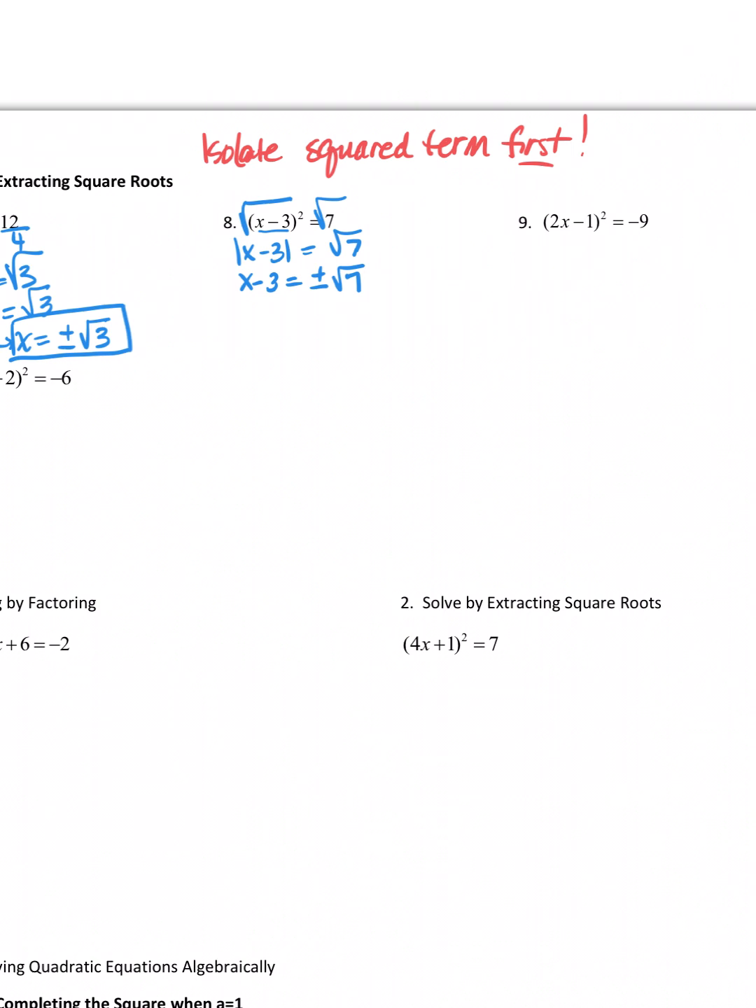Now we're not done because we don't have x equals. We need to move this minus 3 over. So this will become x equals 3 plus or minus the square root of 7. You always want to put the radical in the back, by the way. But that's the way you can leave your answer. Since 7 is not a perfect square, you don't want to go any further because then you'll have yucky decimals.